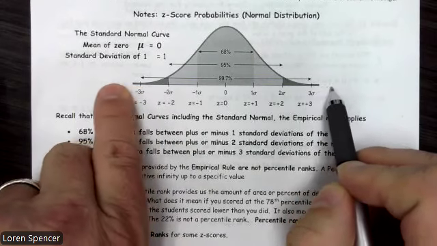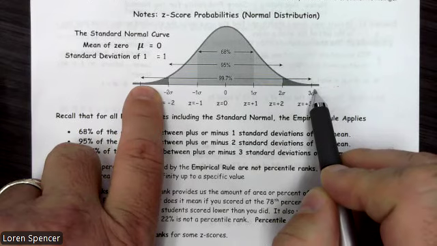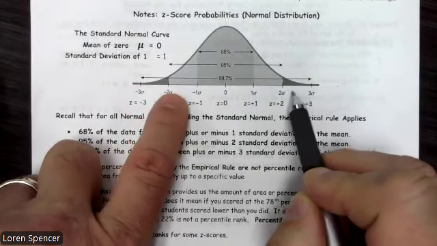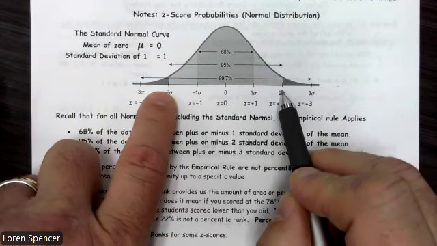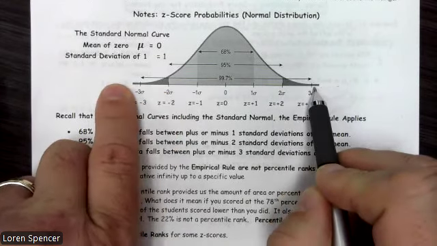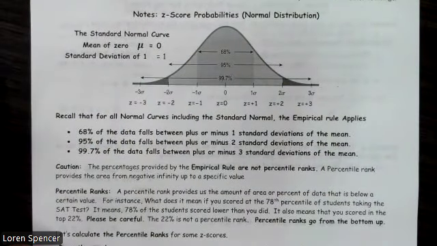So there's a very, very small percentage outside of the plus or minus 3. We're basically looking at 0.003 or 0.3%. Outside of plus or minus 2 is about 5%. That's true for all normal curves.